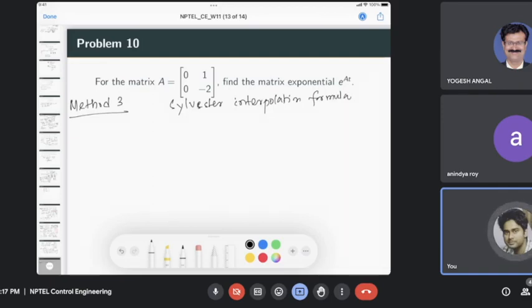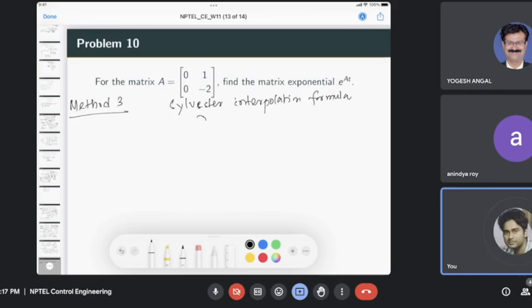So what it says is that it is not limited to matrix exponential; it is valid for any function. If you are given some function form, it can be of this form also. So for any function form f of At, this formula is valid. So first we compute the eigenvalues of the matrix.